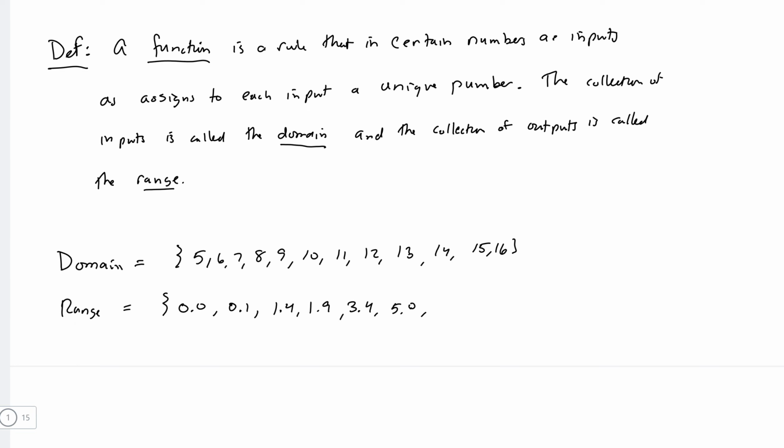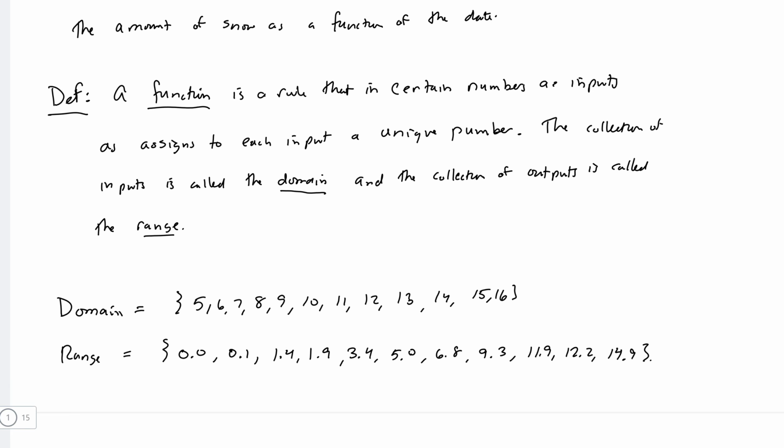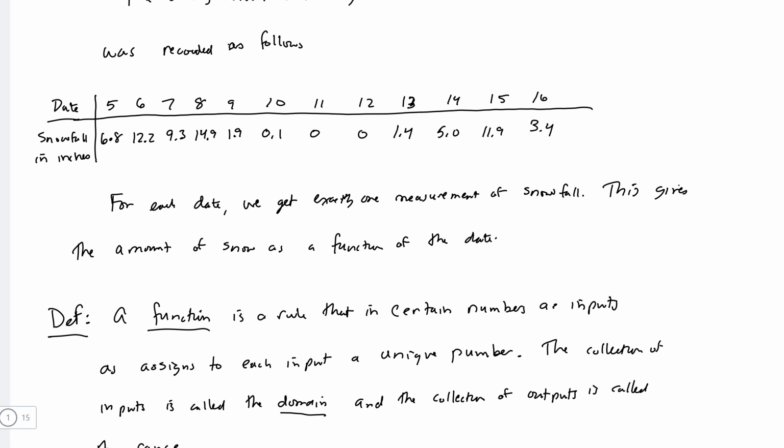values. And notice, even though 0 occurs twice, we only list it once because this is just a set, so we don't need to list things more than once in a set. So it's 11.9, 12.2, and 14.9. Now, if we look above here, we see for each input, so each element of our domain, we assign a unique output number. So that does show us that this is a function.